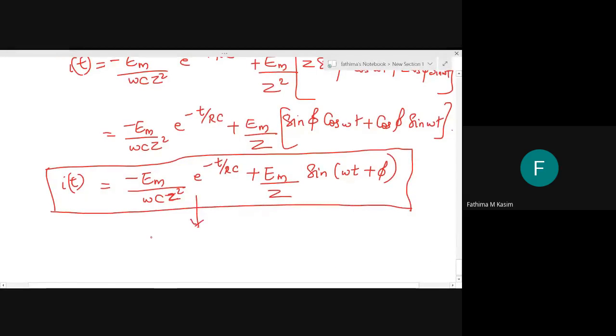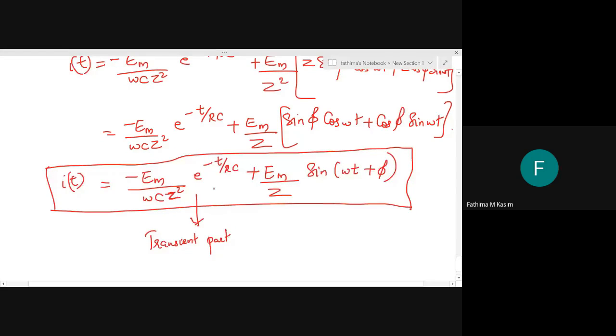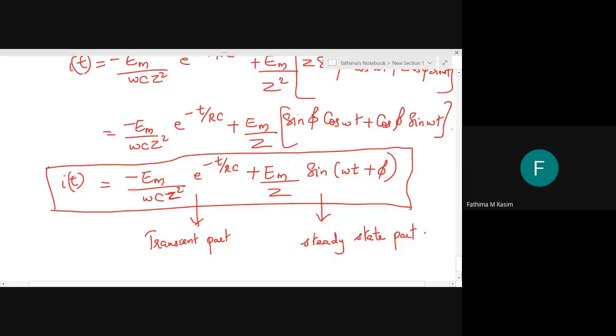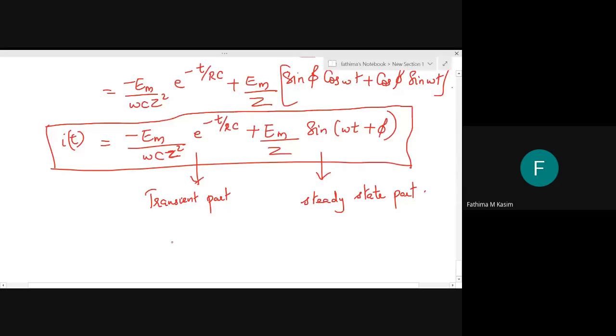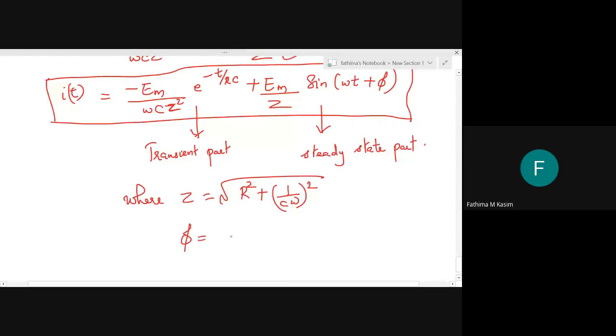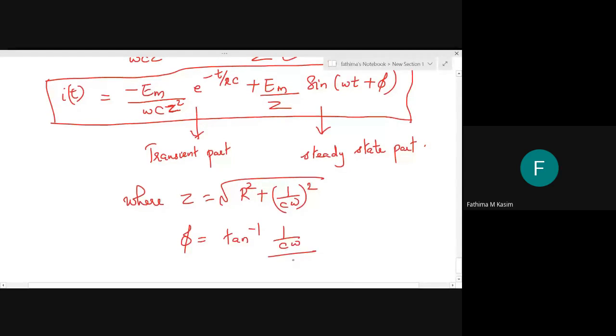So this is the transient part of the equation, since it contains e raised to minus t by rc. So this is the transient part and this is the steady state part. Here Z is equal to root of r square plus xc square, or r square plus 1 by c omega the whole square, and here we have phi, and that value phi is equal to tan inverse xc by r, or 1 by c omega divided by r.